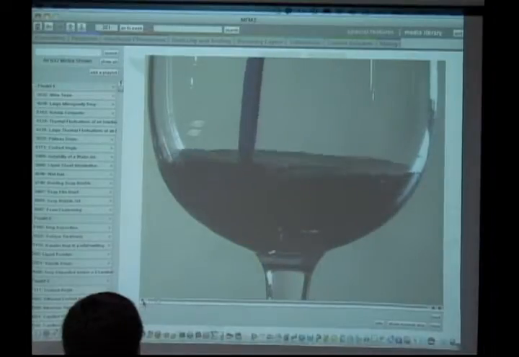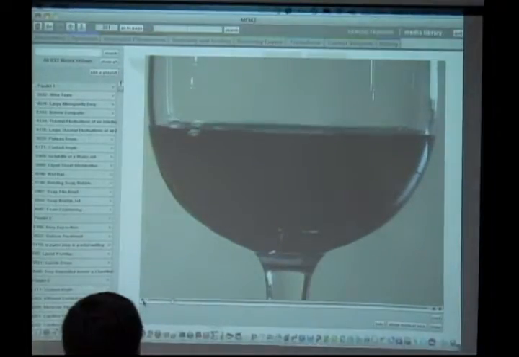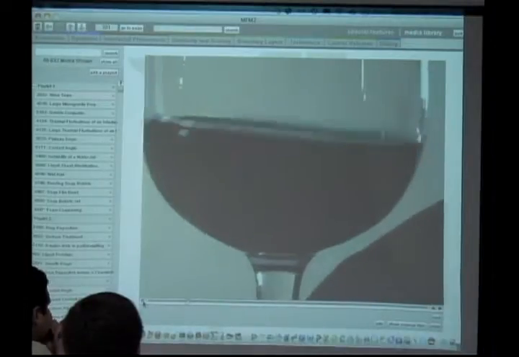Yeah, so these are the tiers, in case my explanation wasn't clear. It's not very good looking wine though.